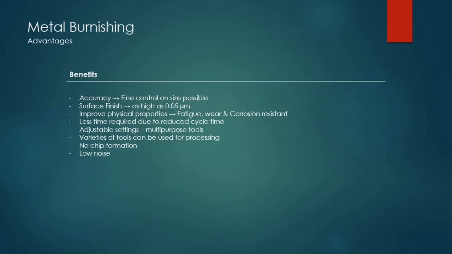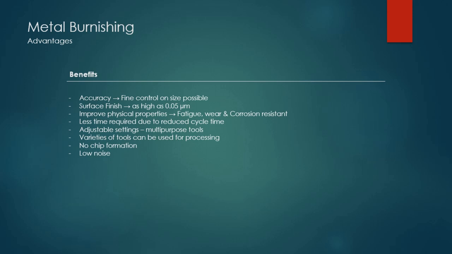So moving on to the benefits of it, on the accuracy part, a fine control of the size is possible by using this burnishing process. Parts can be produced by burnishing with high control over the dimensions, and hence very close tolerances can be achieved. Then moving on to the next, surface finish.